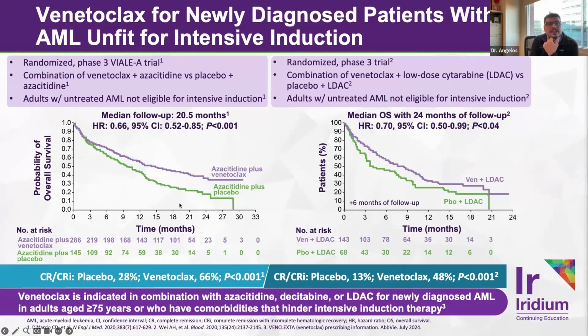It was a 2-to-1 randomization in individuals that were older than 75 or were younger than 75 that had comorbidities that prevented them from getting high-intensity chemotherapy. And as you can appreciate from the survival curves, those that got Aza-Ven had a median overall survival around 15 months, which was markedly improved from those that just received azacitidine and placebo, median OS between about 10 and 12 months.